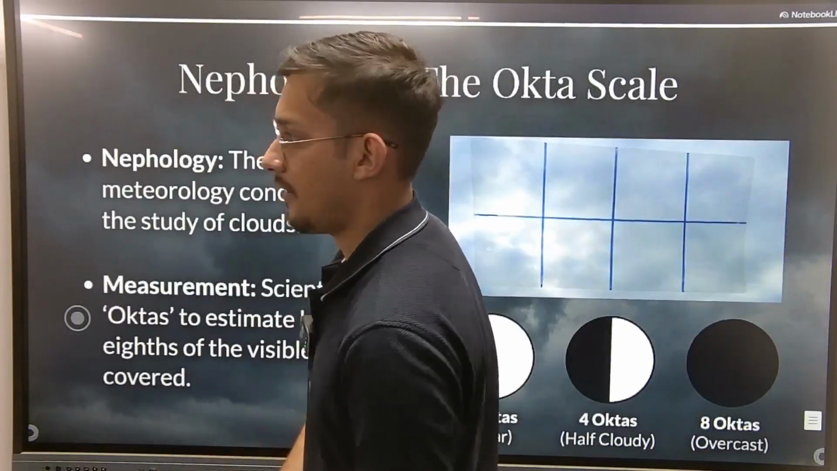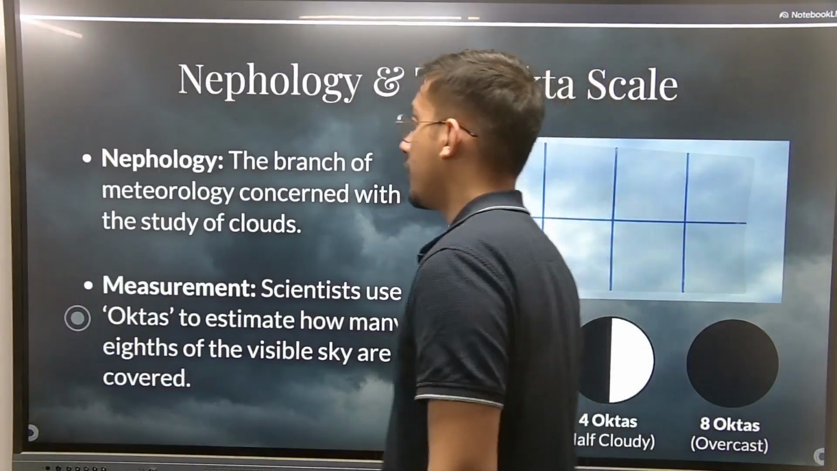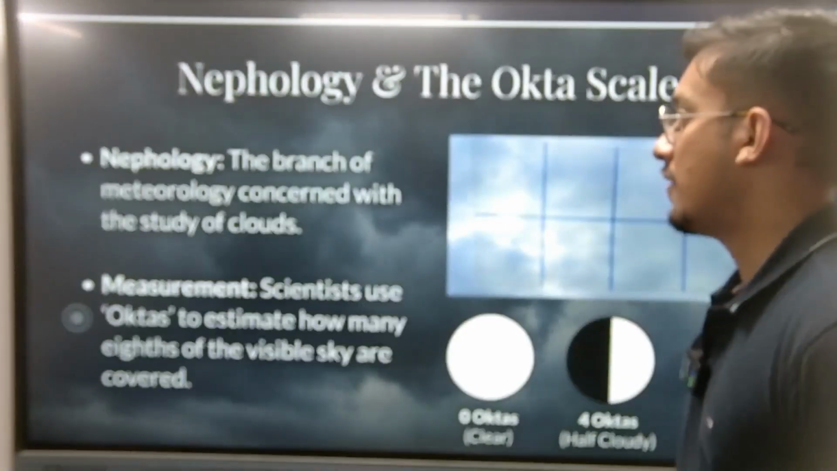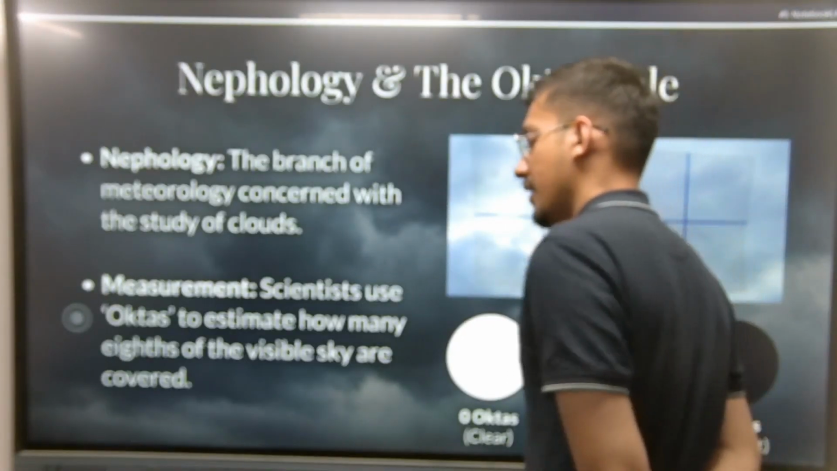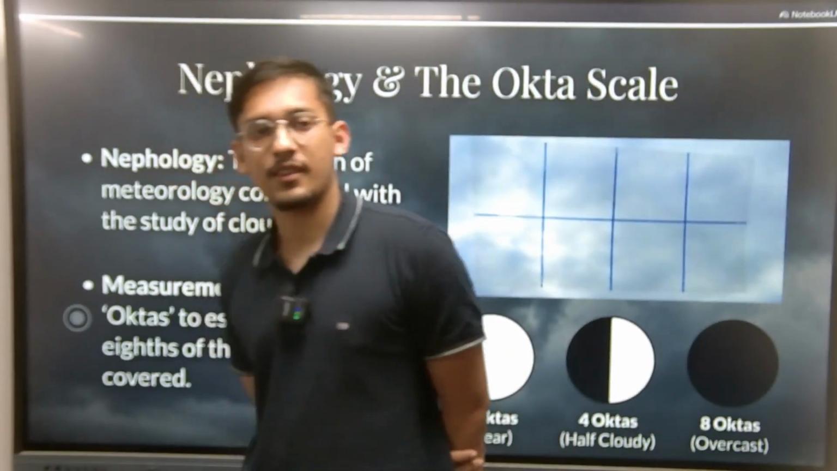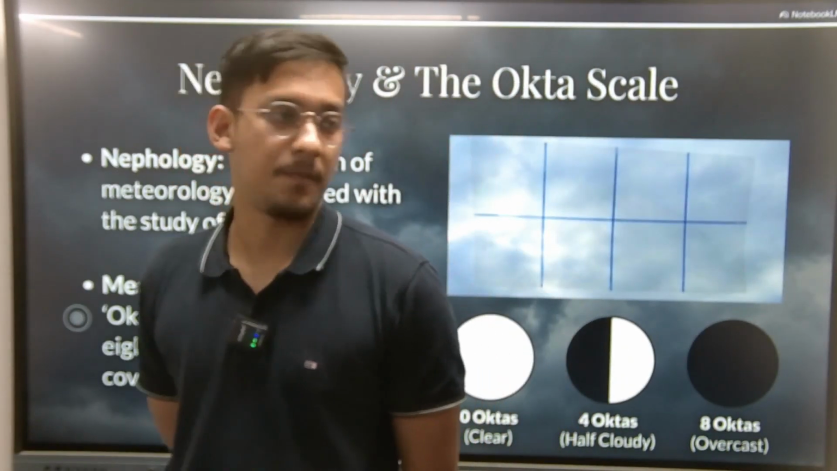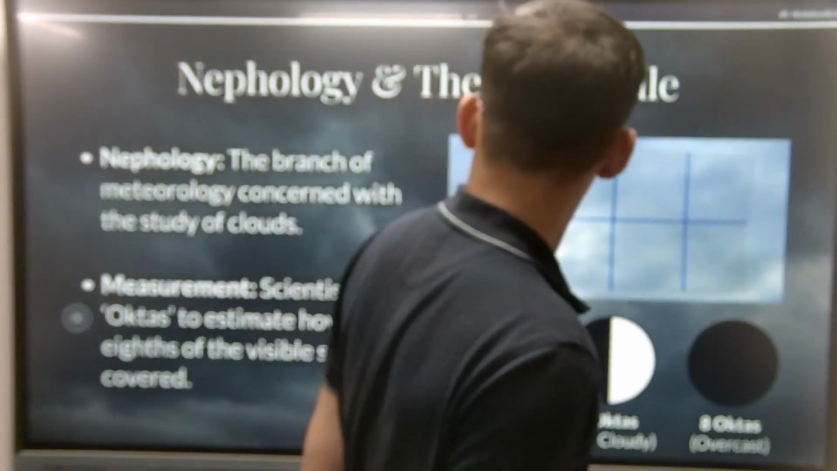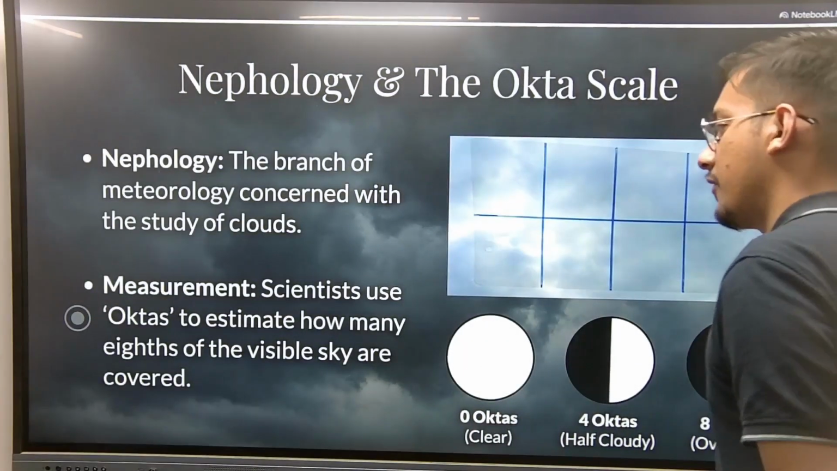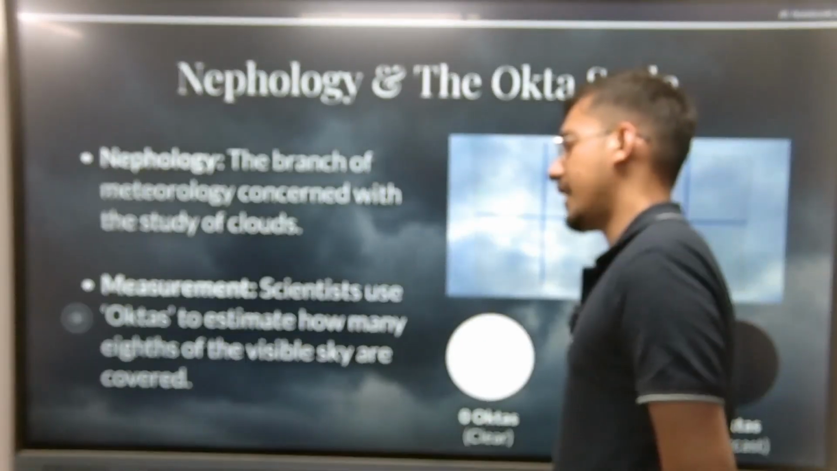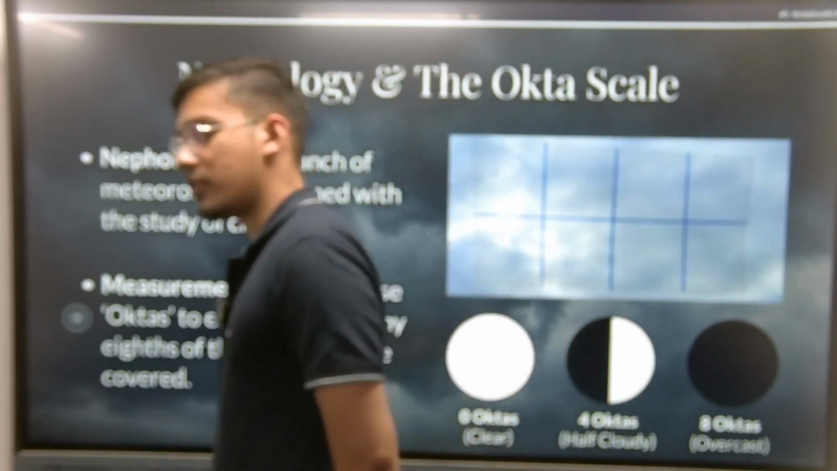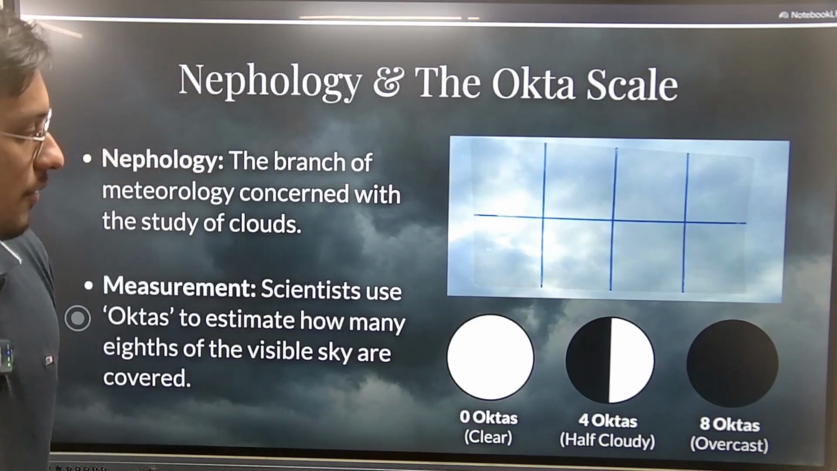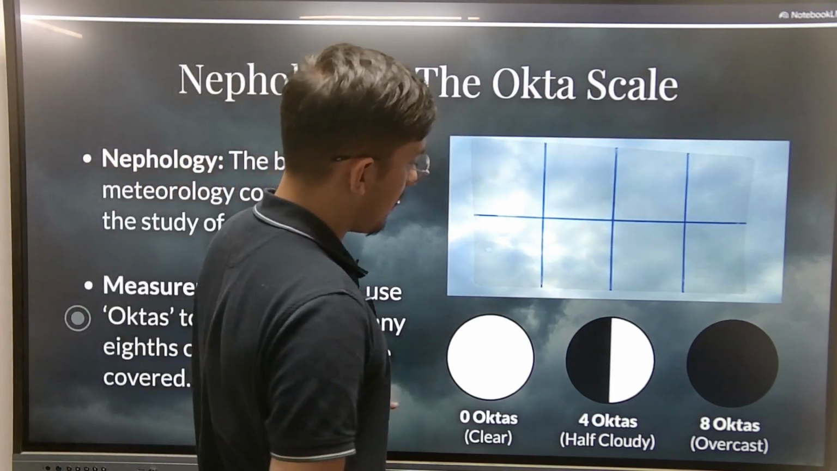Right? So finally, coming to the end of the chapter, we will learn about nephology. What is nephology? Nephology is the branch of meteorology concerned with the study of clouds. Thus, nephology means the study of clouds. Then we have measurements, known as octas. Scientists use octas to estimate how many eighths of the visible sky are covered. If it's 0 octas, it represents a clear sky. If it is 4 octas, it represents a half cloudy day. And if it is 8 octas, it represents an overcast sky.